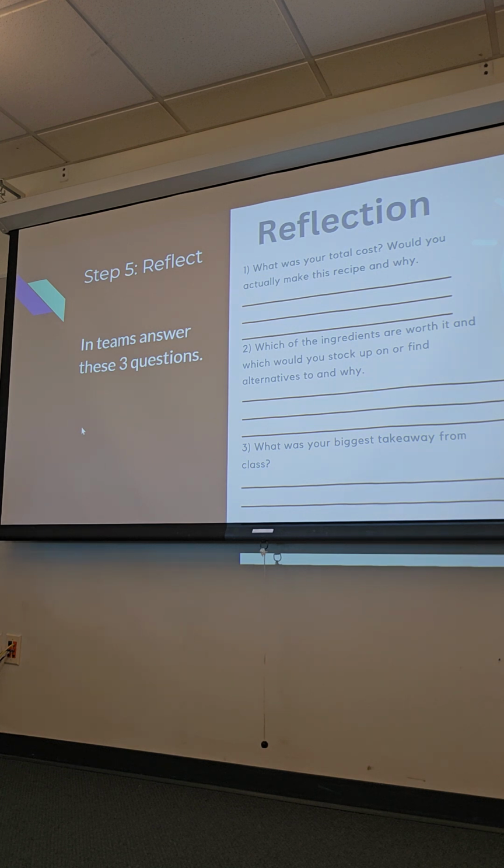So for the reflections, here are 3 questions you're going to answer. First question is, what was your total cost? Would you actually make this recipe and why? So in Teams, we want you to write like number 1, I spent $5. I would make this again because it was cheap. Or I spent $60. I would not make this again because it was really, really expensive. Or I would make it if I went to a different store. Just put it in Teams underneath the Excel link. Just reply to that link that I did.